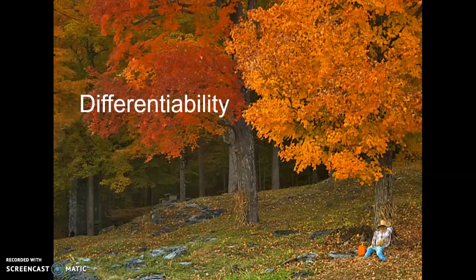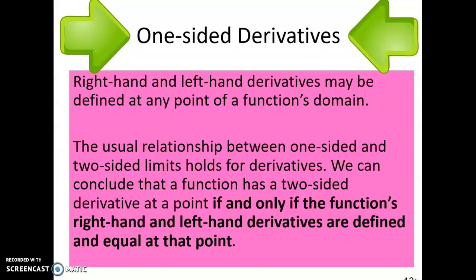So a function is considered differentiable if the derivative exists at every point. We said that the right-hand and left-hand derivatives may be defined at any point in the function's domain. The usual relationship between one-sided and two-sided limits holds for derivatives here too. We can conclude that a function has a two-sided derivative at a point if and only if the function's right-hand and left-hand derivatives are defined and equal the same thing. In other words, the slope from one side has to equal the slope from the other side.